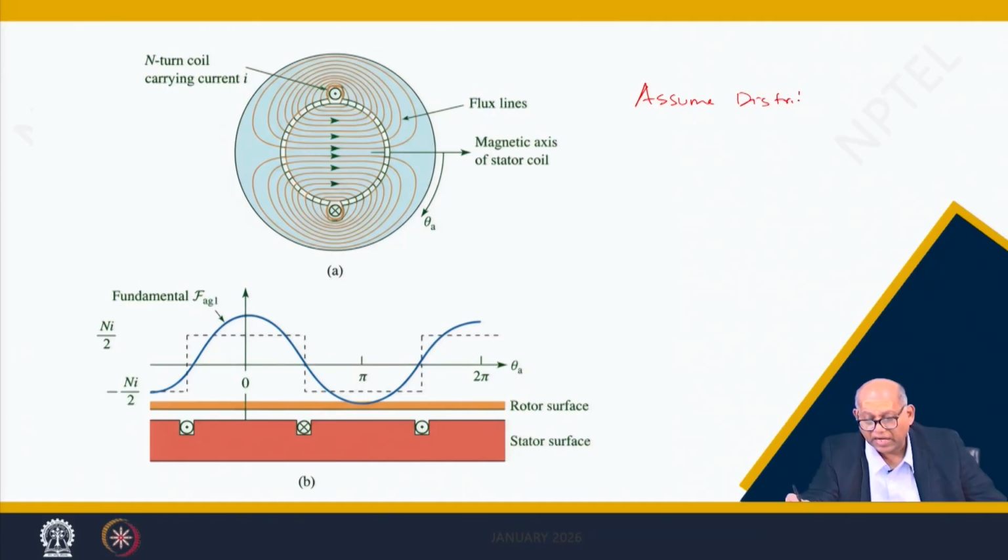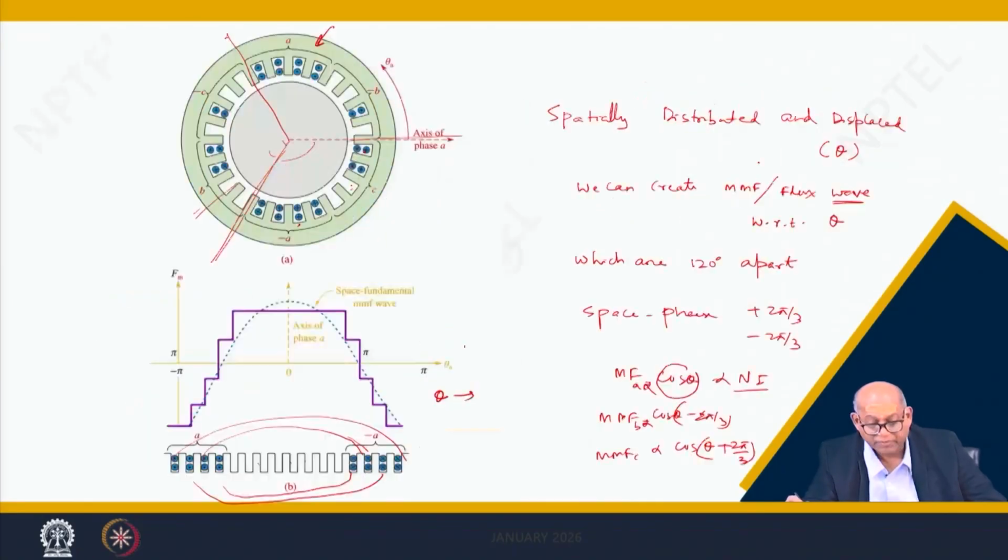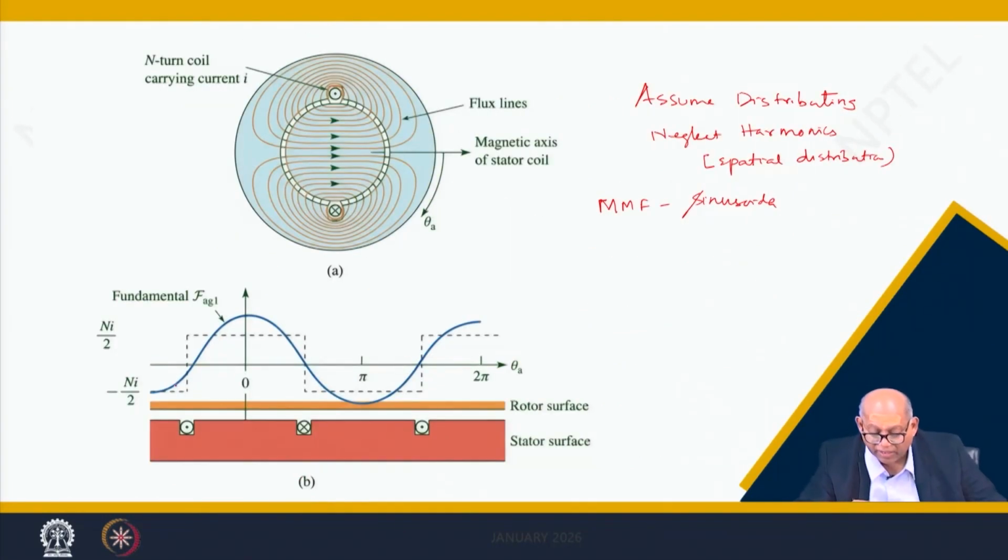In that case, you can say neglect harmonics, which is basically because of spatial distribution. So, we can assume that the MMF is sinusoidal. So, we consider only the fundamental component. That means, if you do a Fourier series, there will be a fundamental component and there are harmonics. We neglect them. So, we will get a fundamental which is sinusoidal like this.